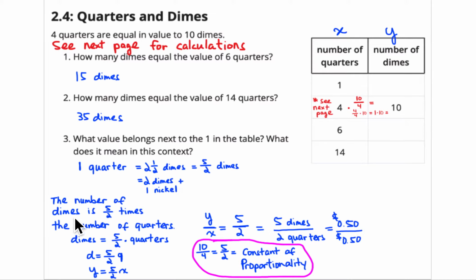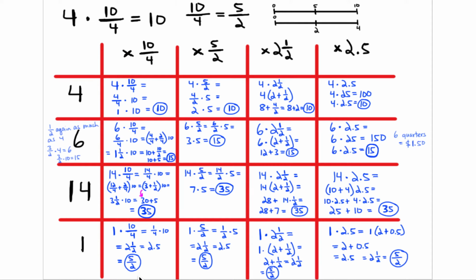In words, the number of dimes is 5/2 times the number of quarters. So y equals 5/2 of x. So y is 5/2 times x.